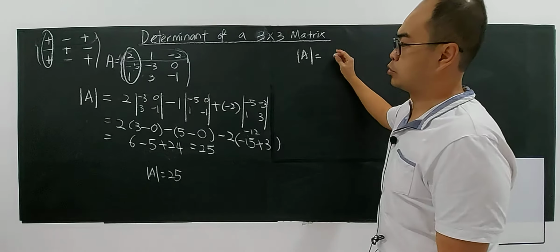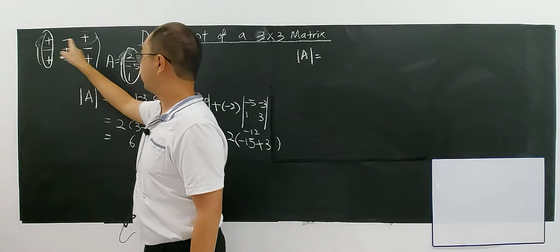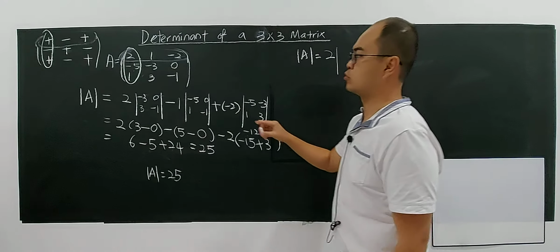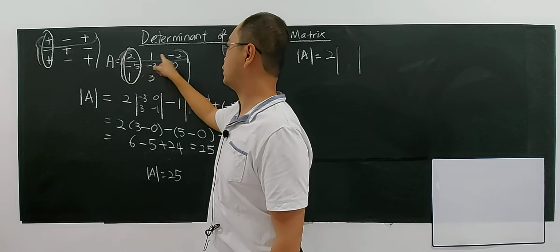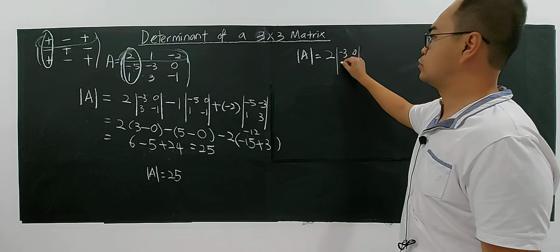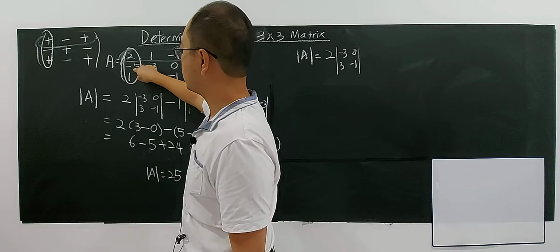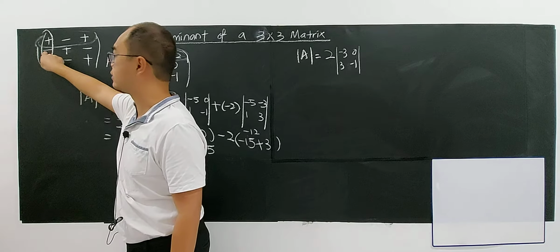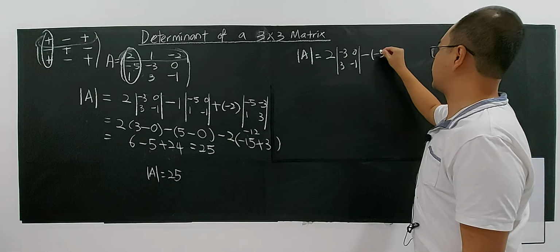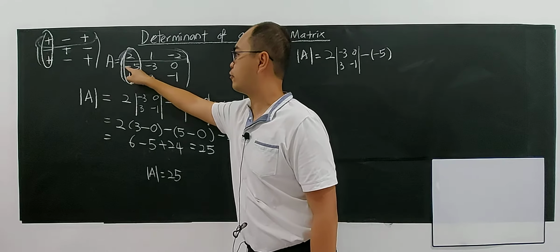Determinant of A. First column, so look at this location, positive. Positive 2, so you write 2 times the minor for 2. What is the minor for 2? Delete the row and the column, and you have negative 3, 0, 3, negative 1. Now go for negative 5, so the sign of the cofactor here will be negative. So we have negative and the negative 5.